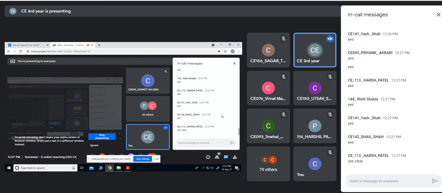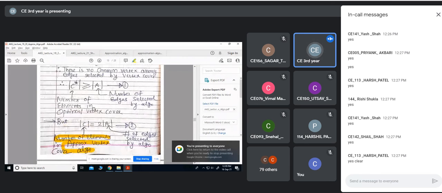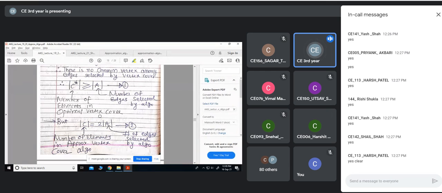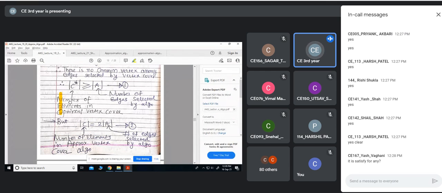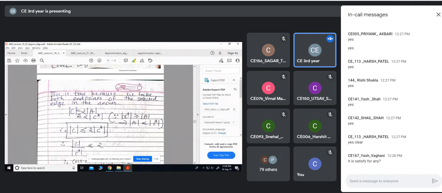Yes. Okay. So what can you conclude from these two? Size of C star is greater than or equal to A, and size of C is 2 times A. Both are correct. Can I write this another way? The number of edges selected by the algorithm is less than or equal to the number of vertices in the optimal cover. And if you replace this, I get size of C is 2 times A, but A is less than or equal to C star.